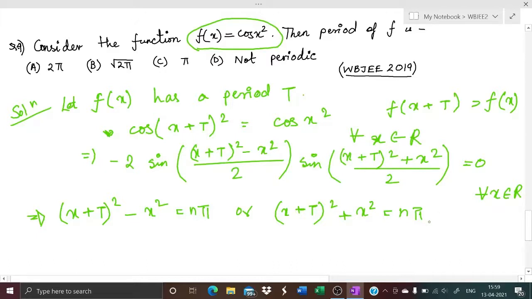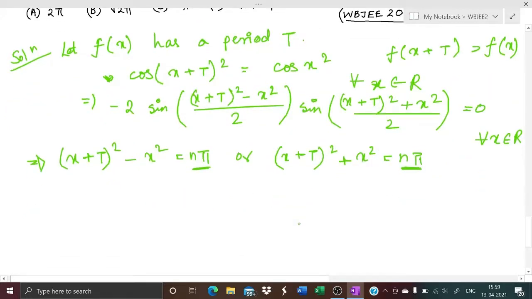Now you see, here you can put any value of x, or any value of T as well. You will not always get n pi. If you put some particular values of x and T, this would not come out to be n pi, because this is not an identity. This is just a quadratic equation.